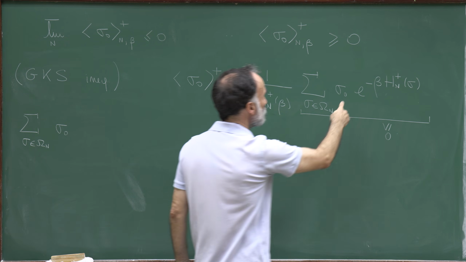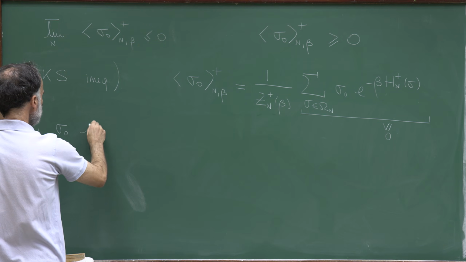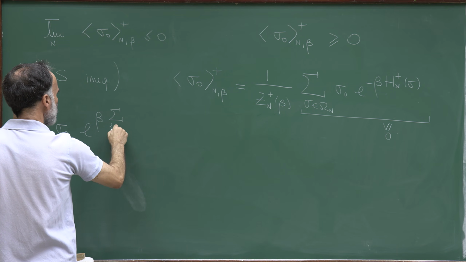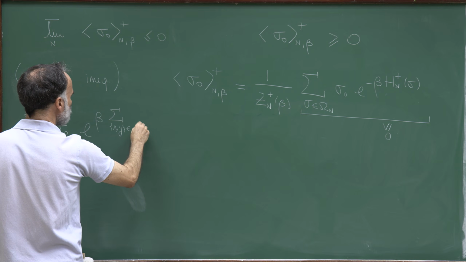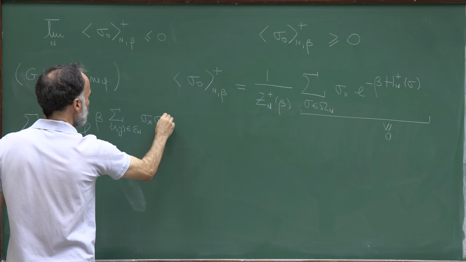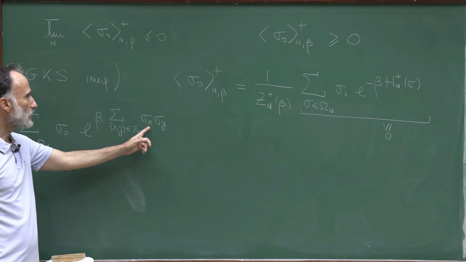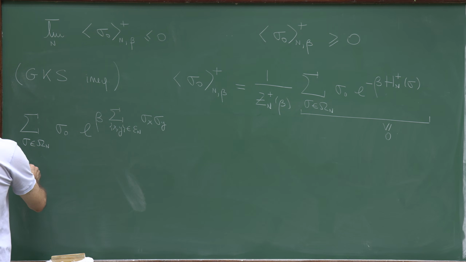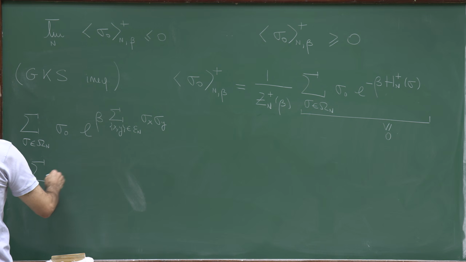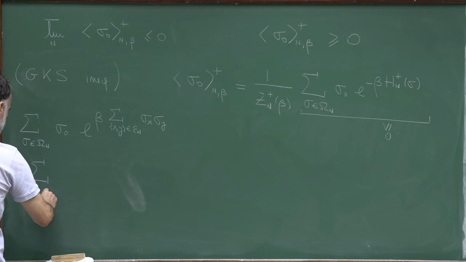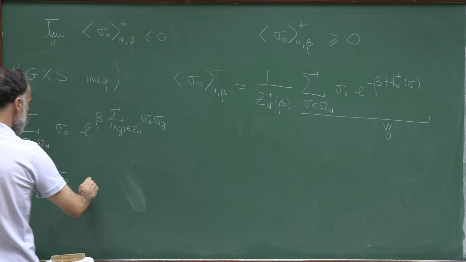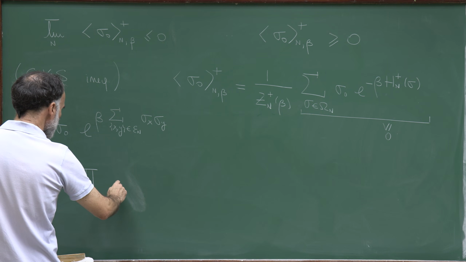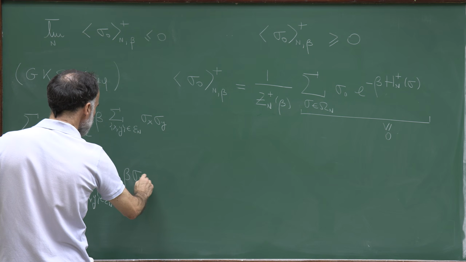And now let's remember the value of the exponential. So this is exponential of beta times the sum over x, y in En of sigma x sigma y, with the convention that sigma x is equal to 1 if x does not belong to lambda n. And I can rewrite this just as a product. So this is the sum over sigma in omega n of sigma 0, and here let me write that as the product over xy in En of exponential beta sigma x sigma y.